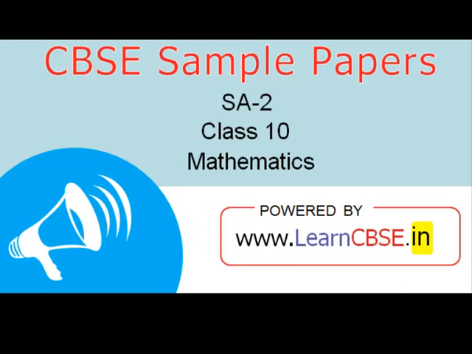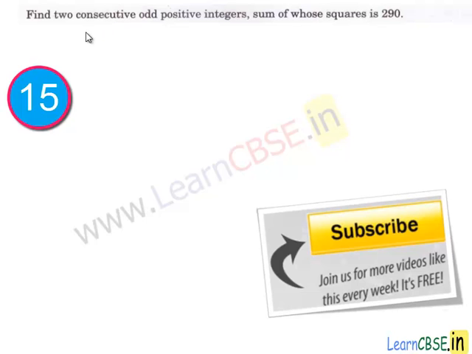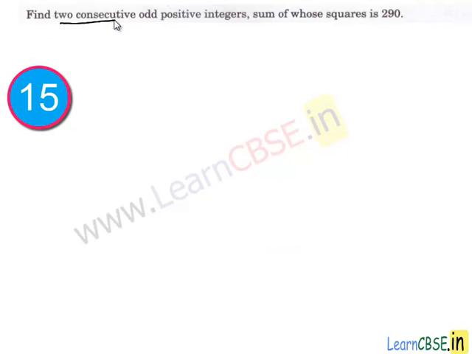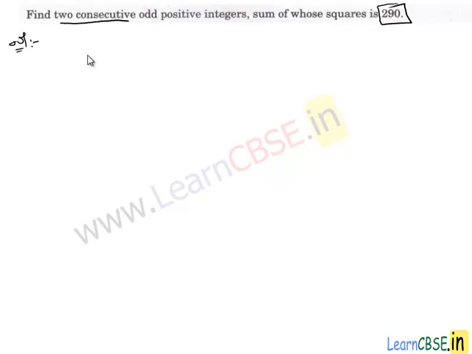Let's move to the next question. In this question, we are given that the sum of squares of two consecutive odd positive integers is 290. Let's work out the problem.